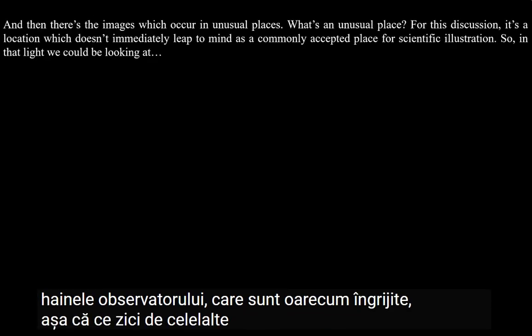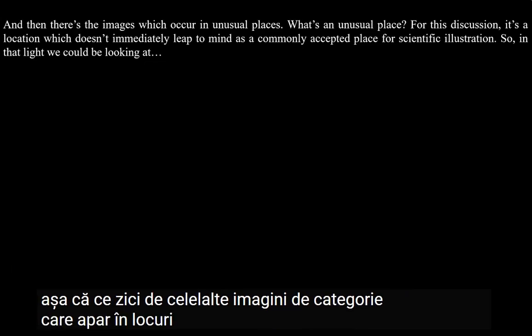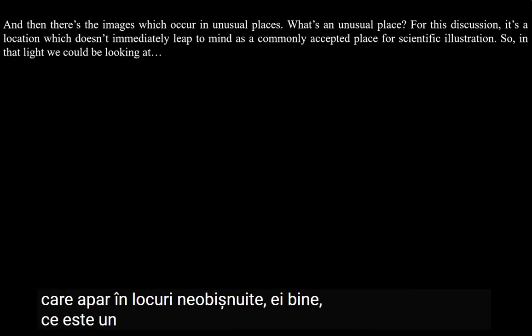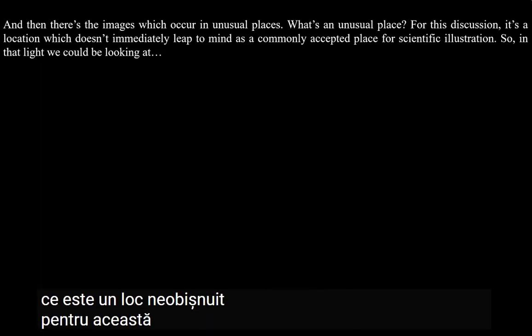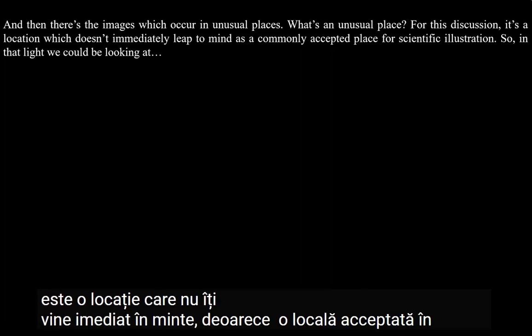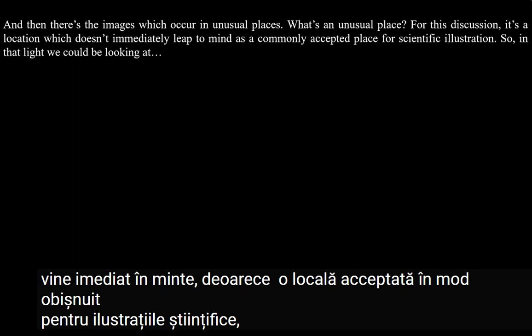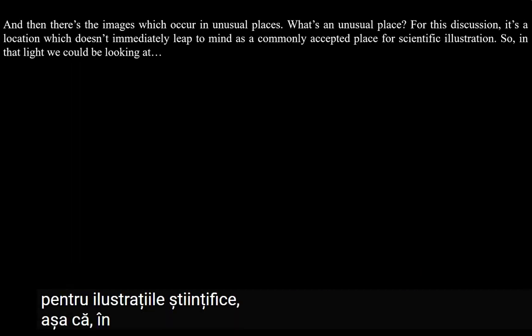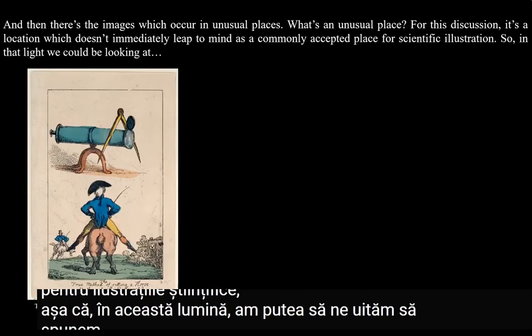So, what about the other category? Images which occur in unusual places. Well, what's an unusual place? For this presentation, an unusual place is a location which doesn't immediately leap to mind as a commonly accepted locale for scientific illustrations. So in that light, we could be looking at, say, something like this.